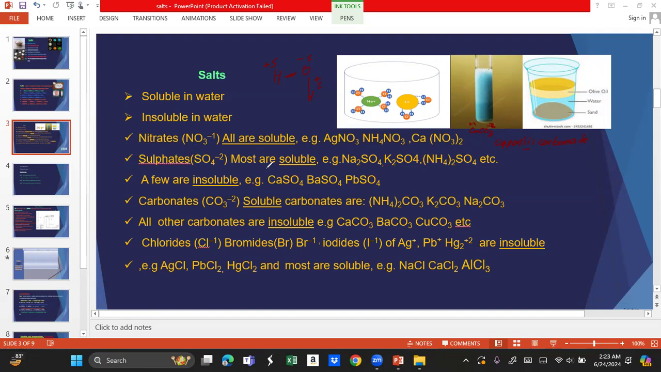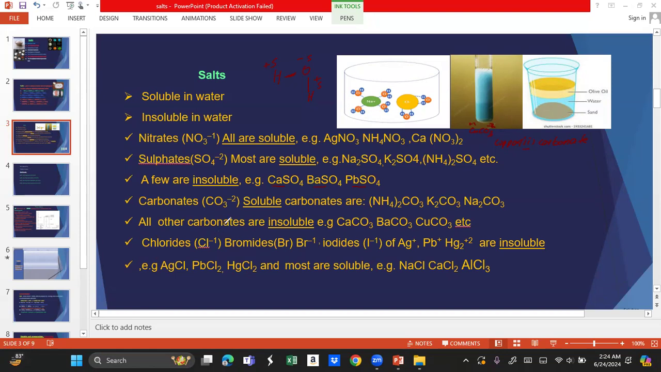This is an exception. Sulfates. All sulfates are soluble except calcium, barium, and lead(II) sulfate. Also strontium sulfate as well. But focus on these 3 salts which are insoluble. In addition to these, all are soluble. We should focus on the insoluble ones.